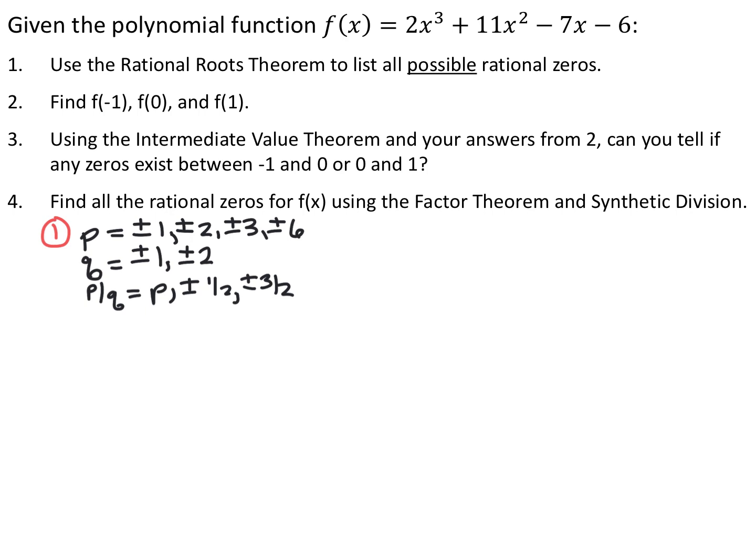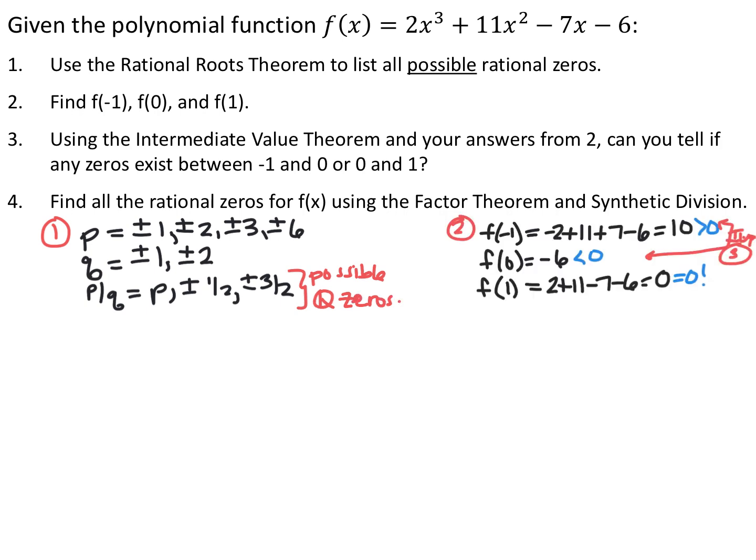So my possible rational zeros are all of my p's divided by all of my q's. So when I divide them all by 1, I get just the original list back, and then when I divide them by 2, my new extra ones are plus or minus 1/2 and plus or minus 3/2.